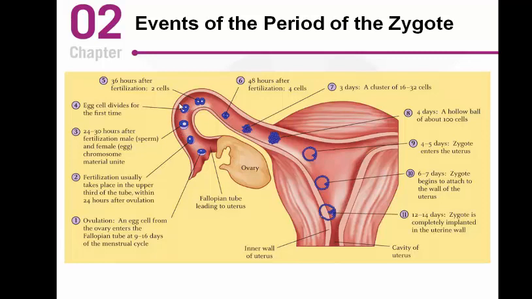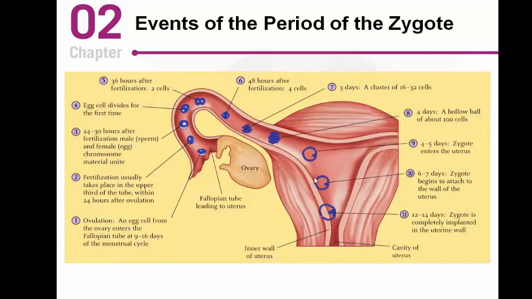Now, yes, it is possible sometimes for the zygote to attach somewhere other than the uterus, so maybe attaching on the fallopian tube, for example, and that would be potentially an ectopic pregnancy, which is dangerous for mom and would not be considered a viable pregnancy. But for the most part, the zygote is going to travel after fertilization, is going to travel down and is going to implant in the uterus.